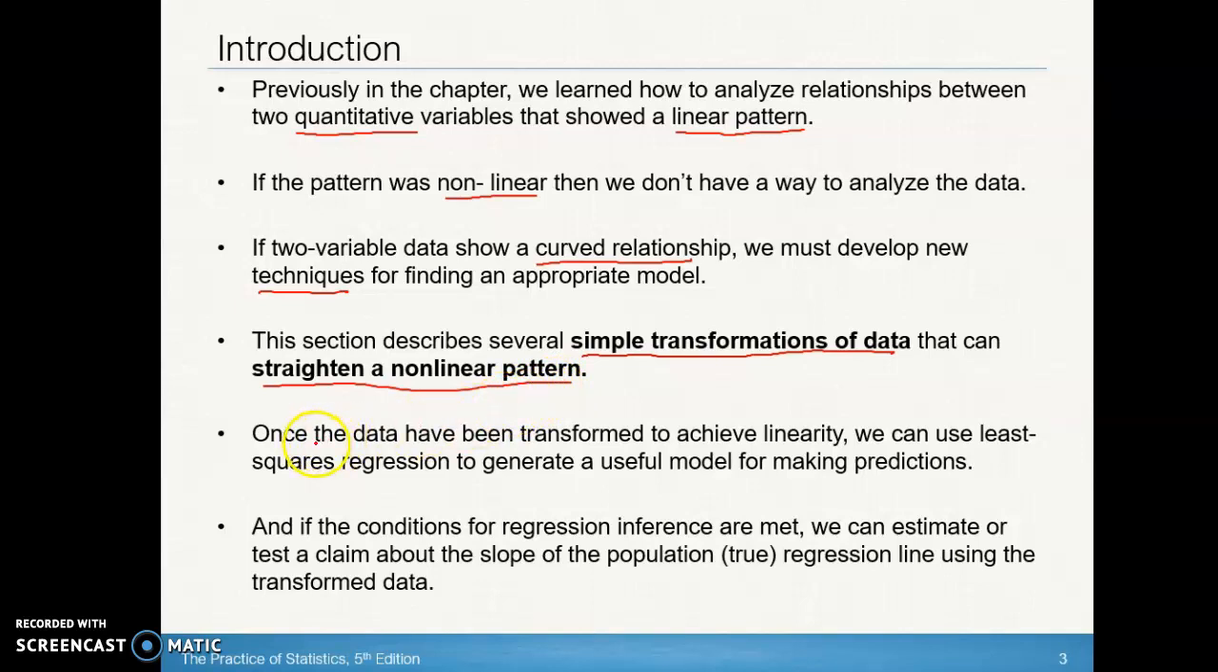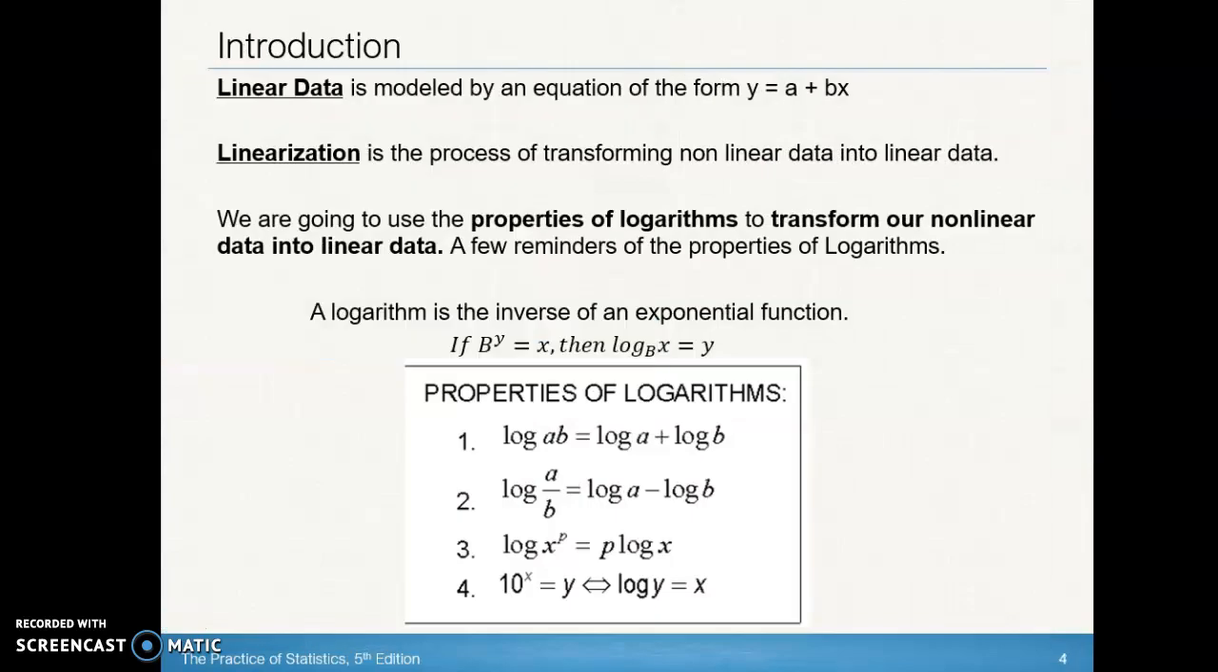So once the data has been transformed and we have a linear pattern, we can use our least squares regression line to create a linear model to make predictions about the response variable. Now, if the conditions for regression inference are met, we can estimate or test a claim about the slope of the population or the true regression line using our transformed data. And the key here is that we're only going to use the linear data.